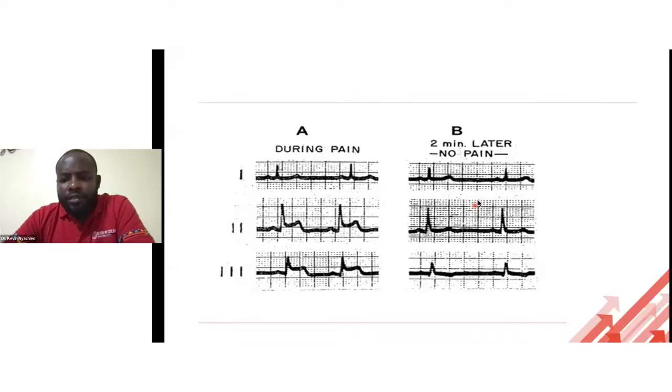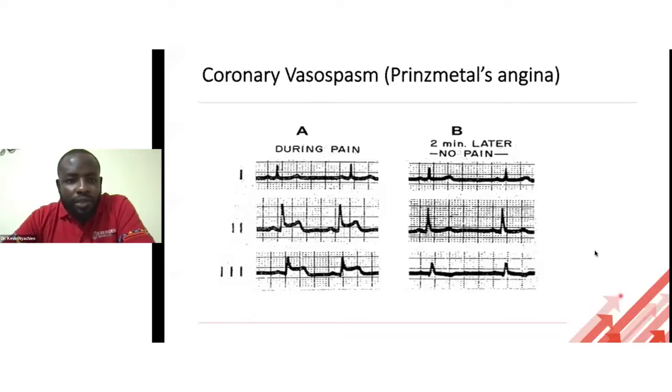What do you guys think this is? Myocardial ischemia, versus spastic angina, okay, it's a good one. Versus spasm. Yes, I agree. Okay, so this is what we call Prinzmetal's angina, or coronary vasospasm. So the coronary artery goes into spasm, so you get pain, no pain, pain, no pain.